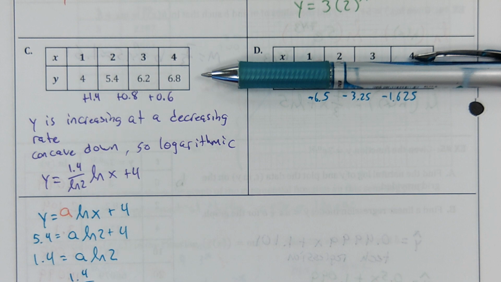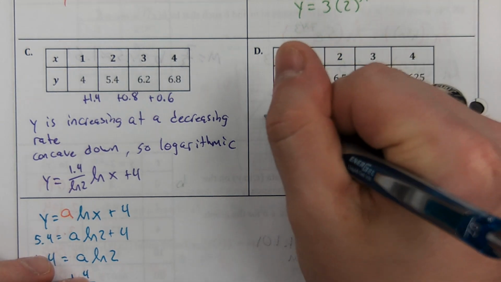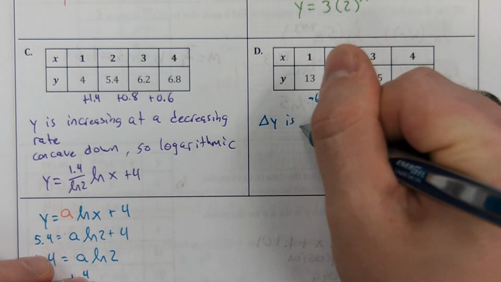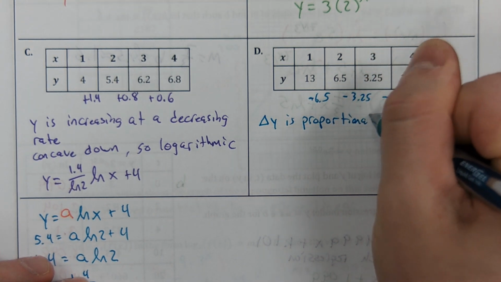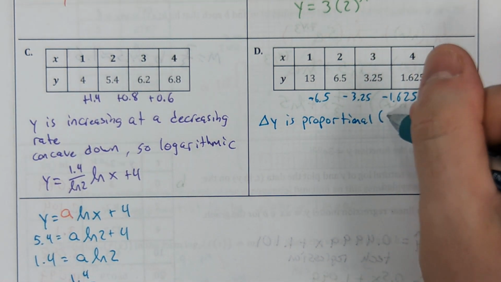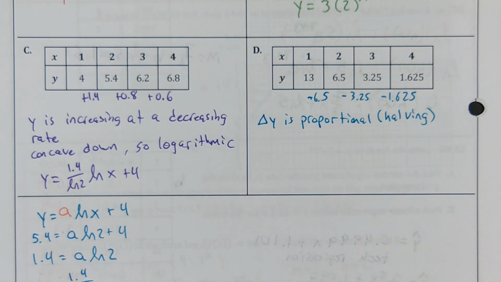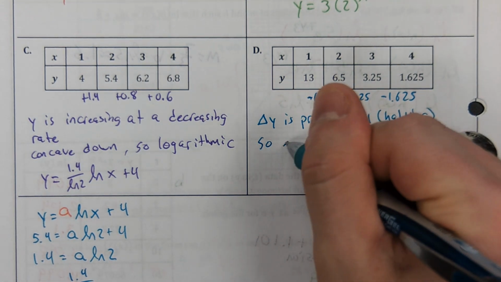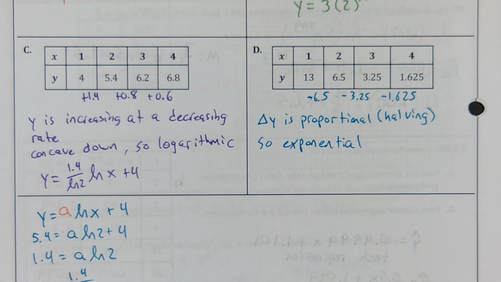They're divided by 2. They are proportional. So what we see is that our delta y is proportional. And you said it's dividing by 2. It's halving. And since it is proportional, what kind of model? Exponential. Cool.